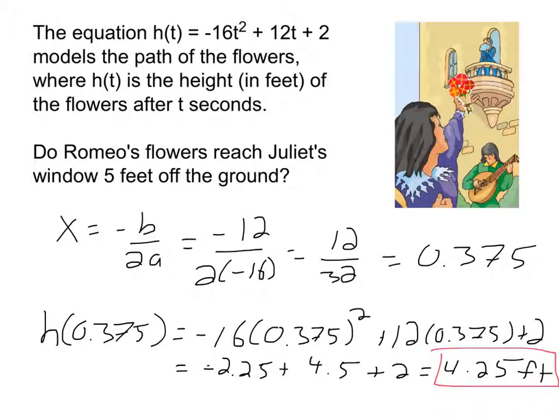That's how long it will take. That's how high the flowers will reach. So what we'll see here is that Romeo's flowers won't quite reach Juliet. When he throws the flowers up, they don't quite reach her, and then they will ultimately tumble down to the ground, which is, of course, incredibly sad. So Romeo needs to bulk up a little bit in order to deliver the flowers to his fair maiden.